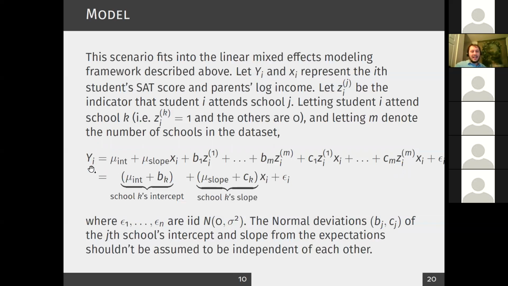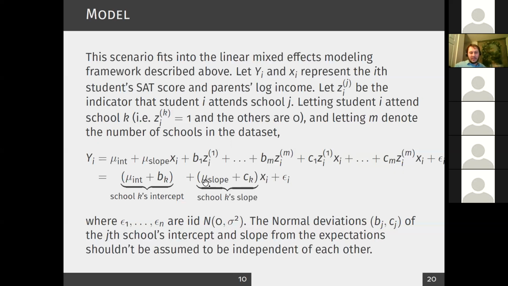The ith student's SAT score is going to be on a line. Well, its expectation is on a line. It deviates from that line by some normal error, but that line has as its intercept the overall intercept of all possible students in all possible schools, plus some little effect attributable to that school. That school tends to have, let's say, higher or lower SAT scores than the average school.